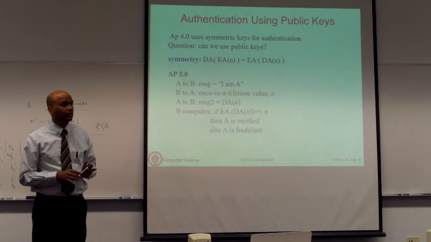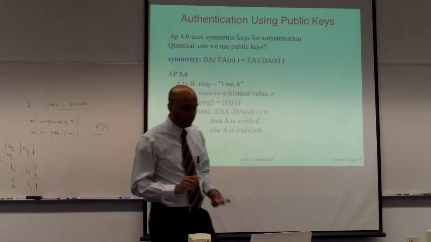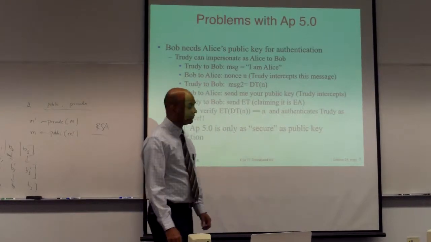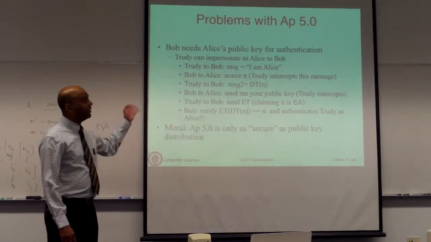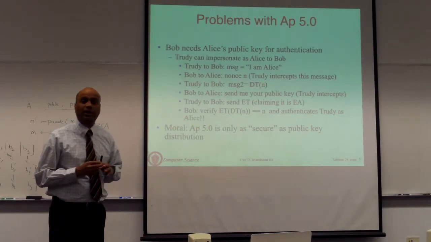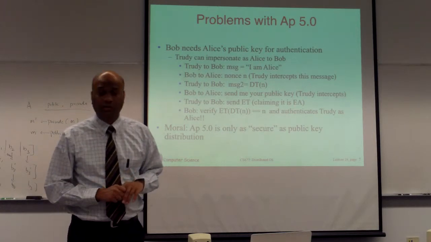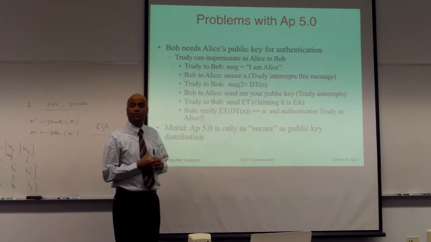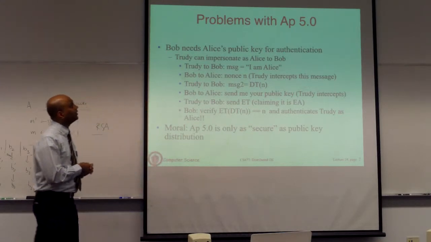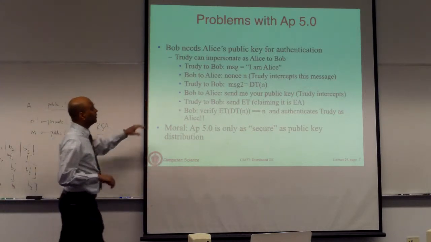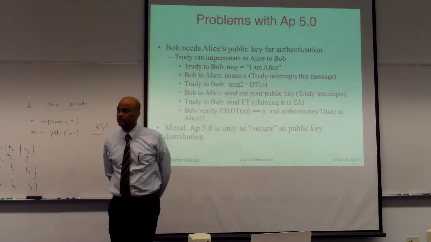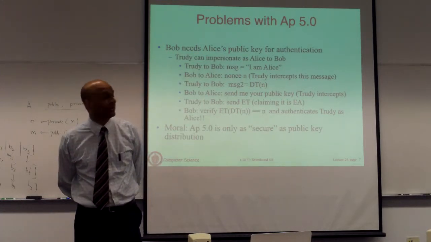Is that clear? I'll come back to using this in a little while when we do secure email and all. So here is a problem with using public key cryptography. Let's say we want an intruder to impersonate Alice. So the intruder is Trudy. So Trudy is going to send a message to Bob saying, "I'm Alice." Trudy is impersonating Alice.